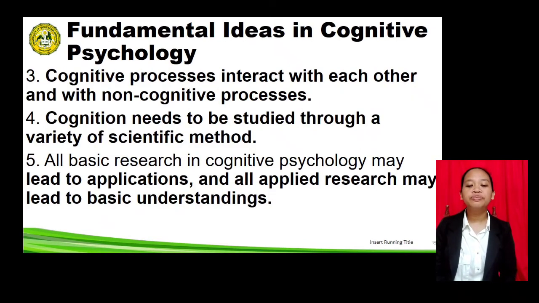Third one, cognitive processes interact with each other and with non-cognitive processes or non-mental processes. So for example, you learn better when you are motivated to learn. Mental processes depend on perceptual processes. So what are perceptual processes? Perceptual processes are a sequence of steps that begins when our sensory receptors, such as our eyes, ears, tongue, nose, and skin, come into contact with sensory stimuli such as sight, sound, taste, odors, and textures around us.